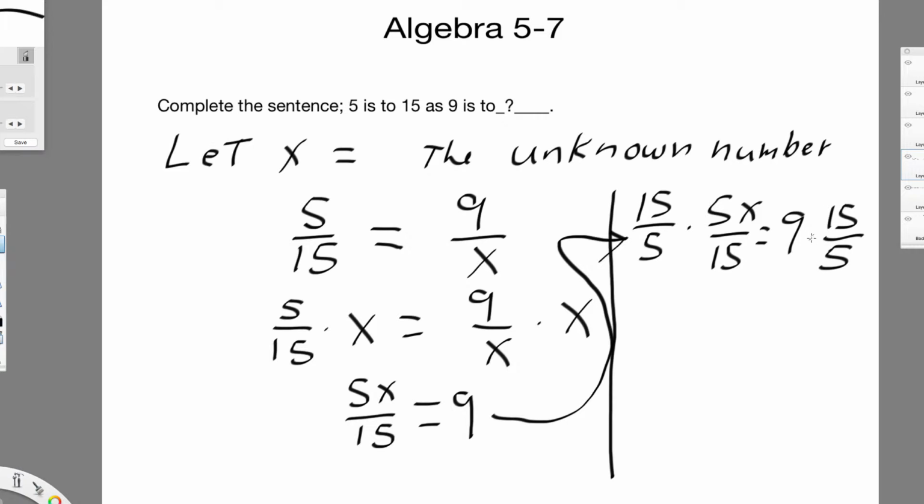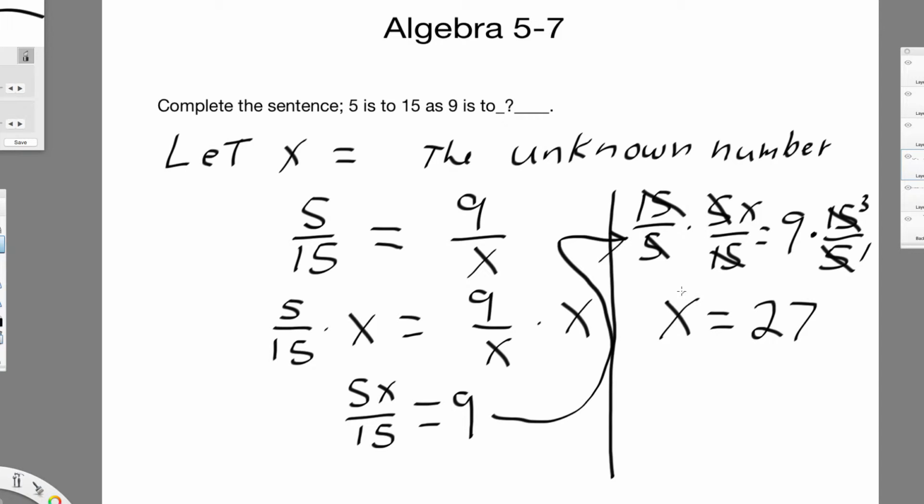What I do to one side of the equation, I have to do to the other one. Well, 15 over 15 is 1, 5 over 5 is 1, 1 times x is x. And now I've got this 9 times 15 over 5. Well, I know that 5 goes into 5 one time, 5 goes into 15 three times, and 3 times 9 is 27. And I get here then that x is equal to 27.